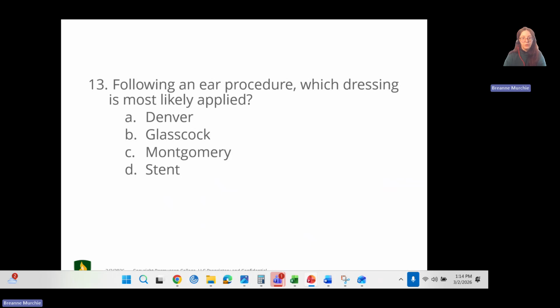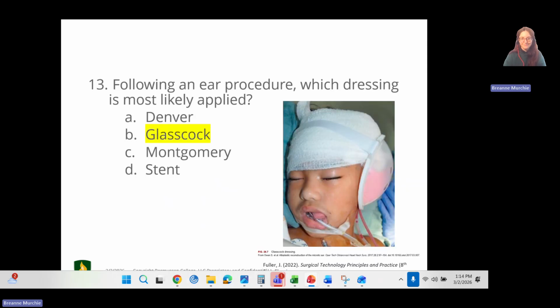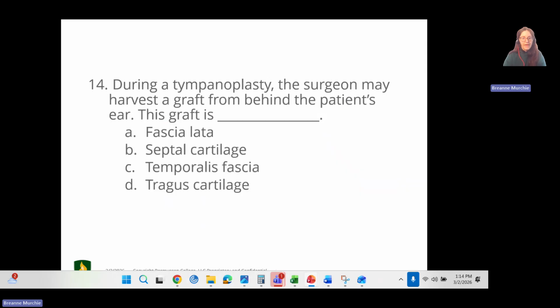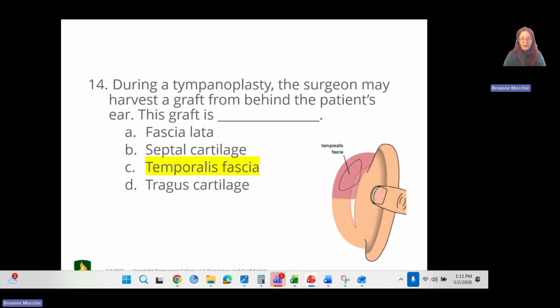Okay, number 13, following an ear procedure, which dressing is most likely applied? That's going to be your Glasscock. Number 14, during a tympanoplasty, the surgeon may harvest a graft from behind the patient's ear. This graft is temporalis fascia.